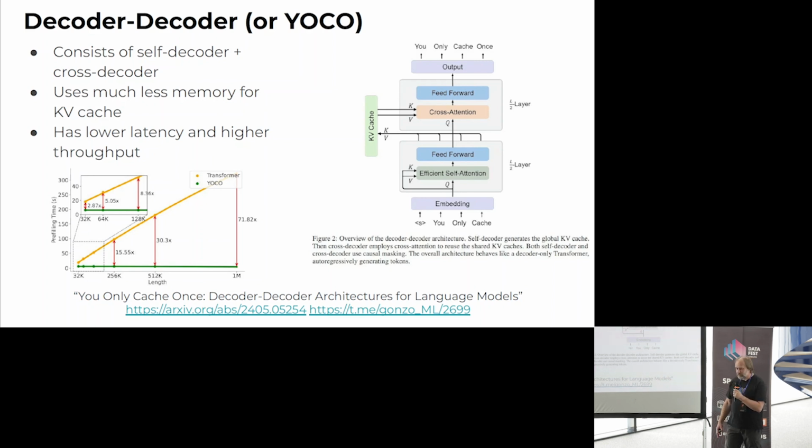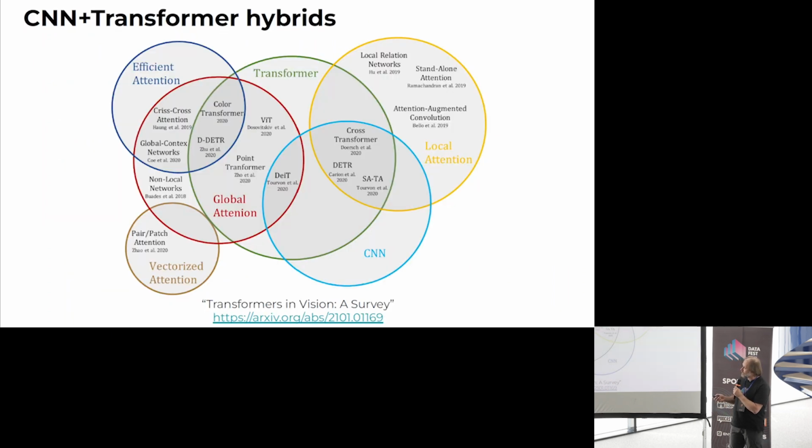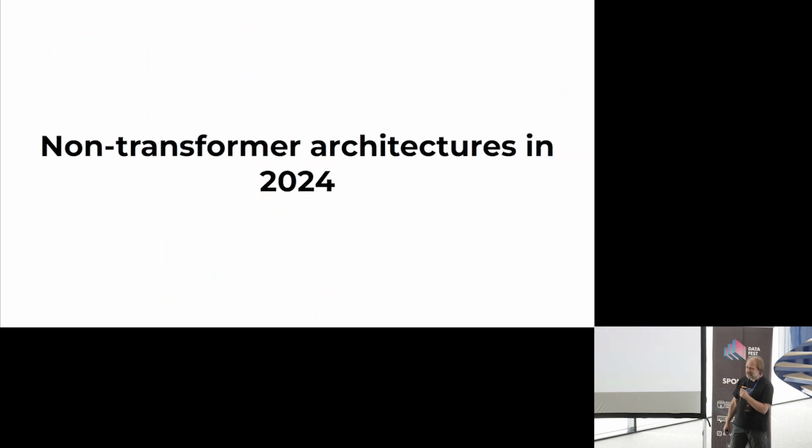It is much more memory efficient, which is very helpful for hosting models. But again, that's not the goal of our talk. Yeah, and CNNs actually intersected with the transformer field, and there are a lot of hybrids there. So it's a live field. There are many things happening there right now, but let's keep it as it is and switch gears and look at what else there is. So what non-transformer architectures are here in 2024?